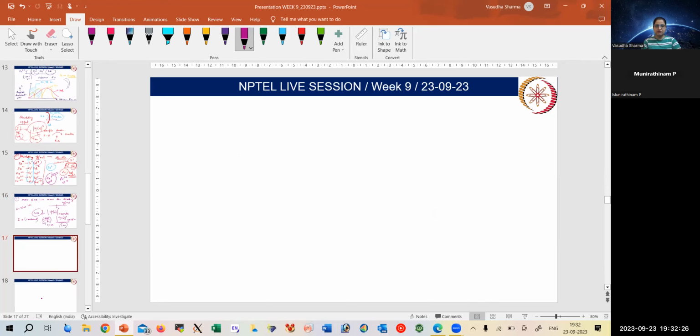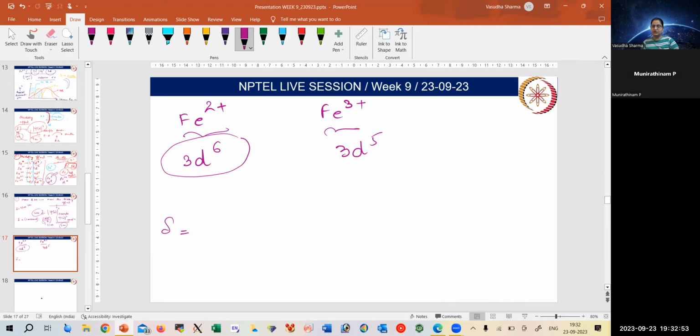So if I now consider two cases, iron in +2 and iron in +3, +2 would have d6 and +3 has d5. What do you think, which one has the more negative delta value relative to the other? 3d6, ma'am. Fe plus 2. Fe plus 2 more negative.